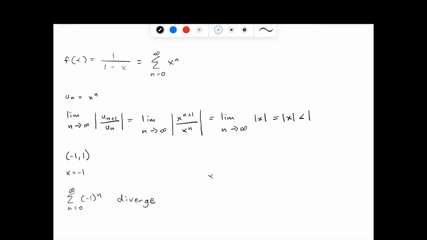If we plug in x equals 1, we can also see that we're going to get a diverging series because we're going to get the sum from n equals 0 to infinity of 1, and this is going to be infinity, so that will also diverge.